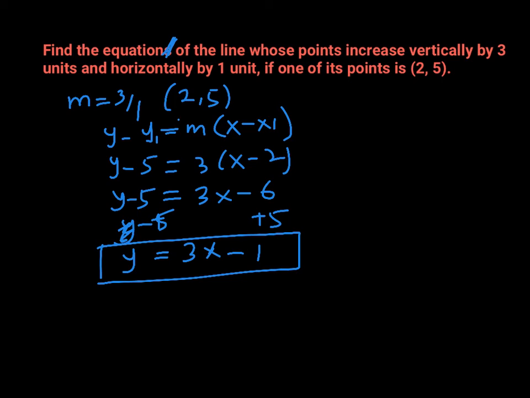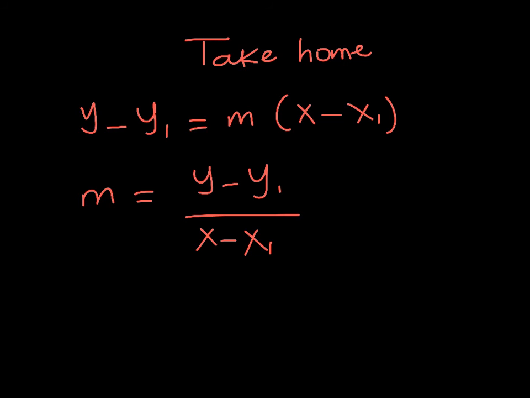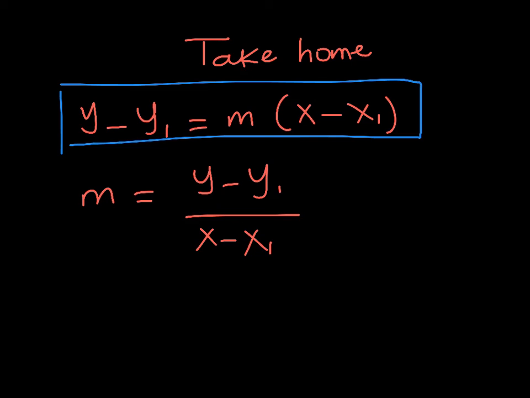Find the equation of the line whose points increase vertically by 3 units and horizontally by 1 unit if one of its points is (2, 5). So that equation is y equals 3x minus 1. If you are asked about the y-intercept, the y-intercept is negative 1. Okay, and that's essentially what information you can get from there. So you want to remember this form of equation. It's called the point slope form of linear equation, and it helps you to find the equation of a line when you are given the slope and one of its points.